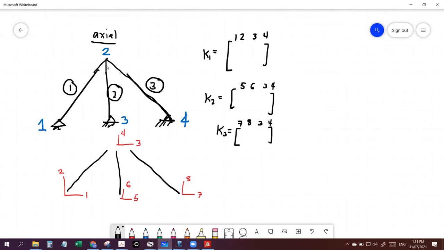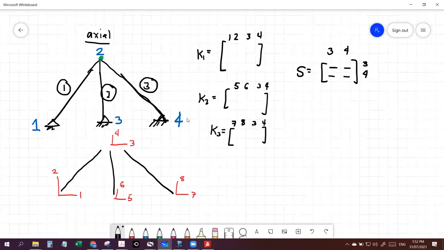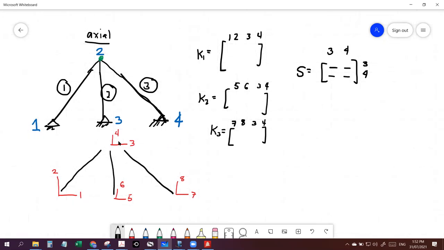Now, we know that in this system, the displacement is only at node 2 because you have full supports on 1, 3, and 4. So we know that your S is a 2x2 matrix having degrees of freedom 3 and 4. Okay? Because you are only allowed to displace at 3 and 4, because you have restrained on 1, 3, and 4.